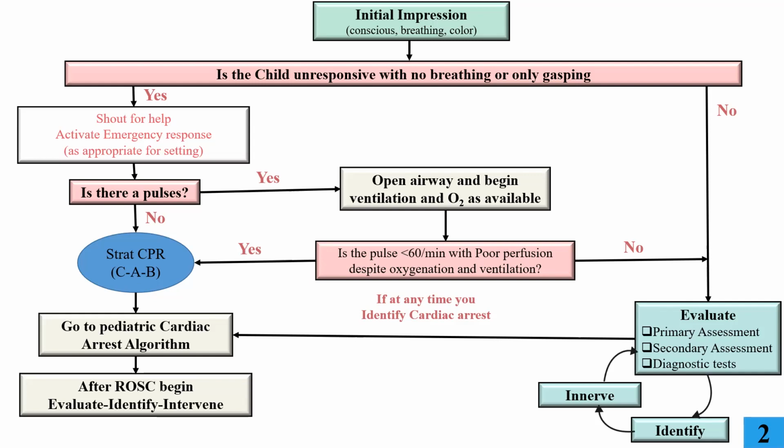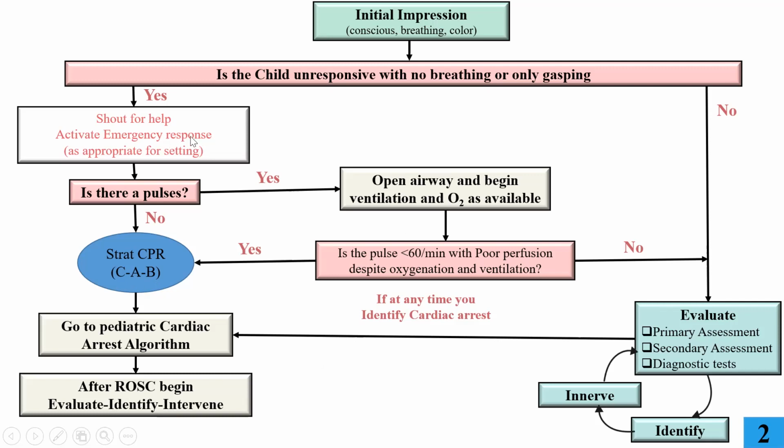Once you decide he is unresponsive, you go directly to CPR. Before, we called it ABC: airway, breathing, circulation. But now we change to CAB, where we start with circulation, then airway, then breathing. We continue the CPR, and we will learn how to do it later, until the child regains spontaneous circulation. Once we regain it, we go to the same cycle.